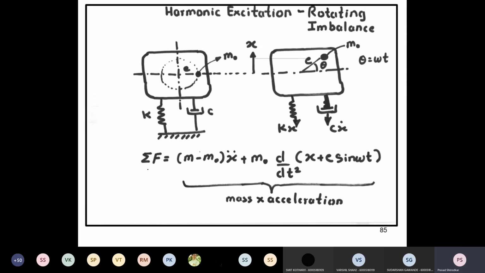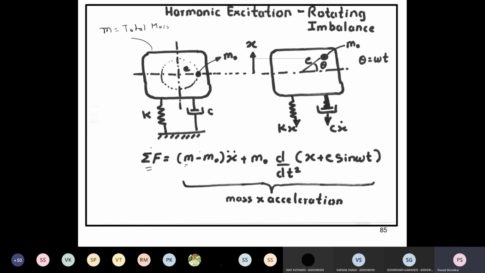Okay. Now we'll write the summation f part. Yes. Small m. What does it denote? What is small m? Small m is the total mass. Okay. All right. So I will write the summation f part now.